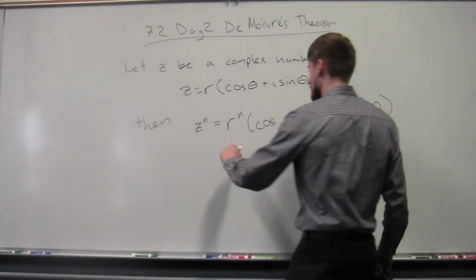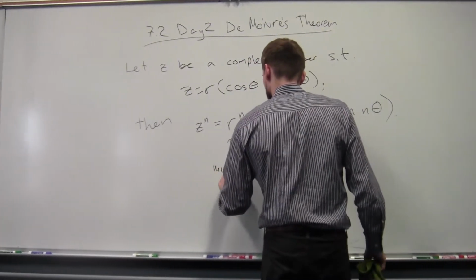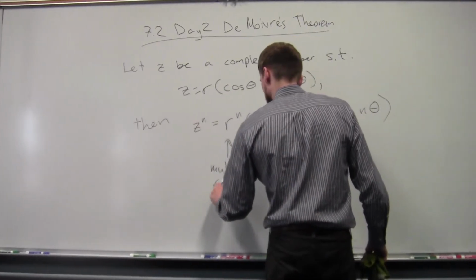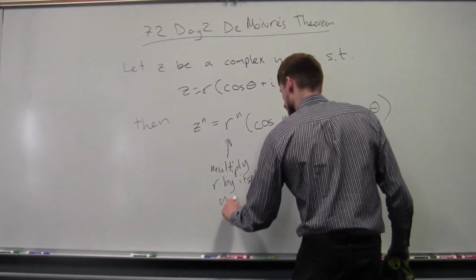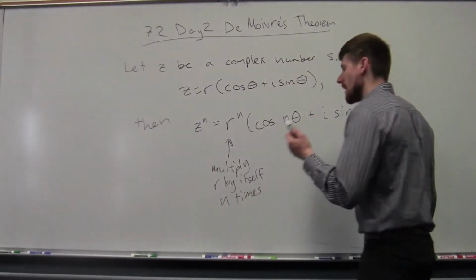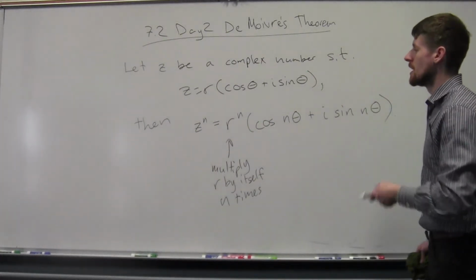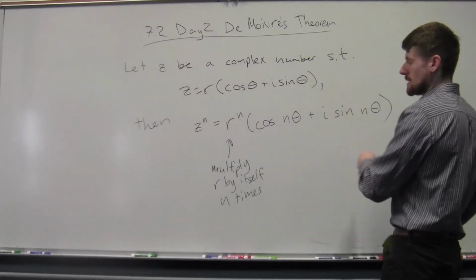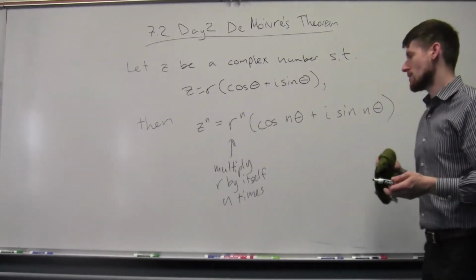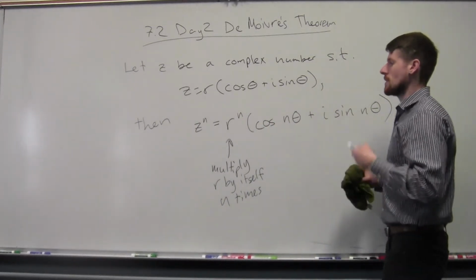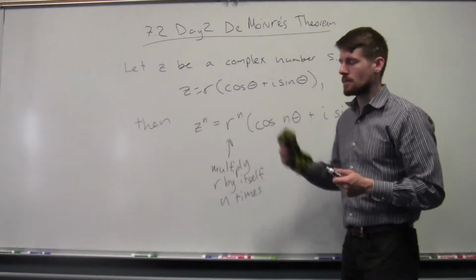So really what's going on here is that this is multiplying r by itself n times, because that's what exponentiation is. We're saying multiply z by itself n times. So we're going to have z times z times z, a bunch of z's, n of them. And so there's going to be n r's multiplying each other. So we're going to have r times r times r times r, and the shorthand way of saying that is r to the n power.